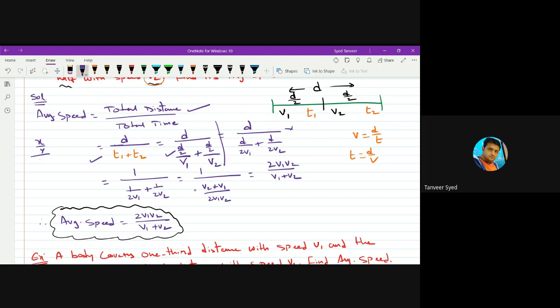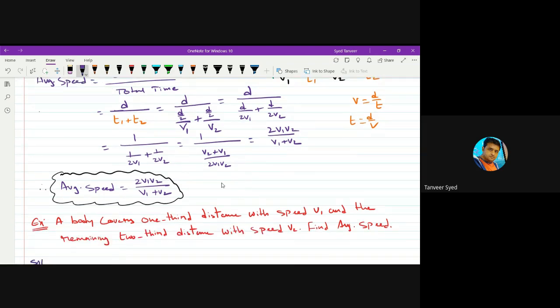X by y into z, it's the same thing. Sir, how can we simplify d by 2v1 plus d by 2v2? How can we make it one, sir? If you take out d common in the numerator and denominator, it will get cancelled. I thought you have done a lot of things like this in your mathematics, so I wrote it directly. It's a very simple simplification.